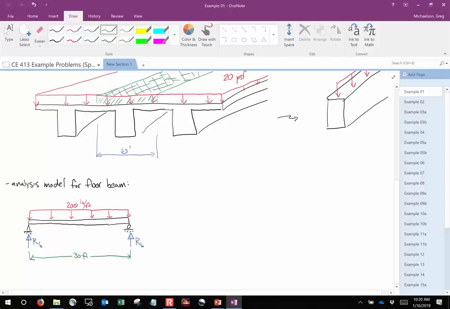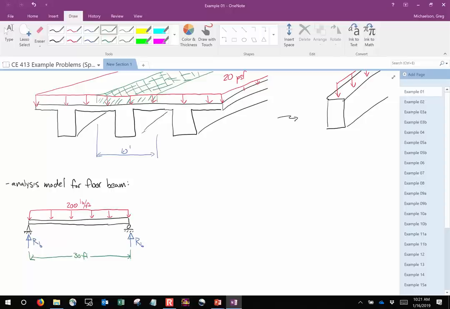Just for the sake of discussion, what are those support reactions? 3,000 pounds, right? Because how much is the beam subjected to? Well, it's subjected to 200 pounds per foot over a distance of 30 feet, right? And I can collapse that into a single point load of 6,000 pounds right in the middle, so 3,000 pounds and 3,000 pounds, right? Not too bad, right?